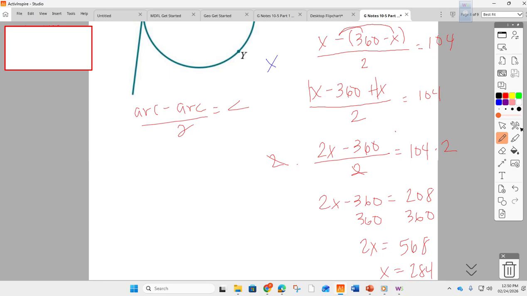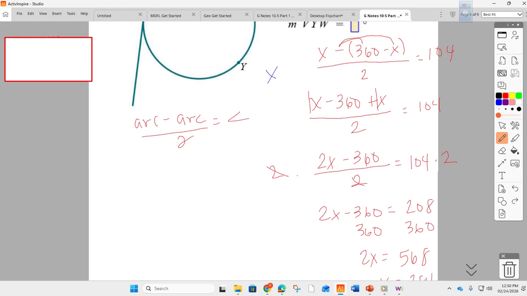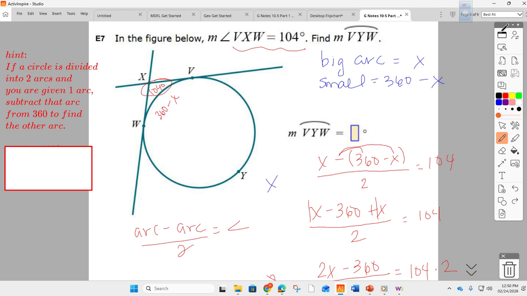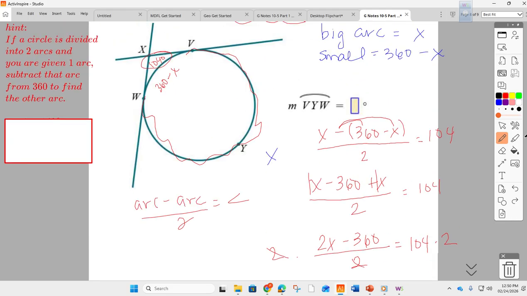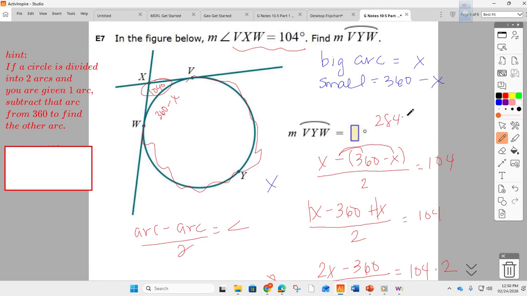So whether we're finding the big arc or the little arc in these kinds of problems, we're always solving for x first. Now, if we're looking for the big arc, which we are doing here, they ask us for this arc, then we're done. So the measure of this arc is 284. Now, if they'd given us this exact same problem with the exact same given and asked us to find the measure of arc WB, we would have taken x and subtracted it from 360. That's the only difference. We have one more step. Does that make sense? Okay.